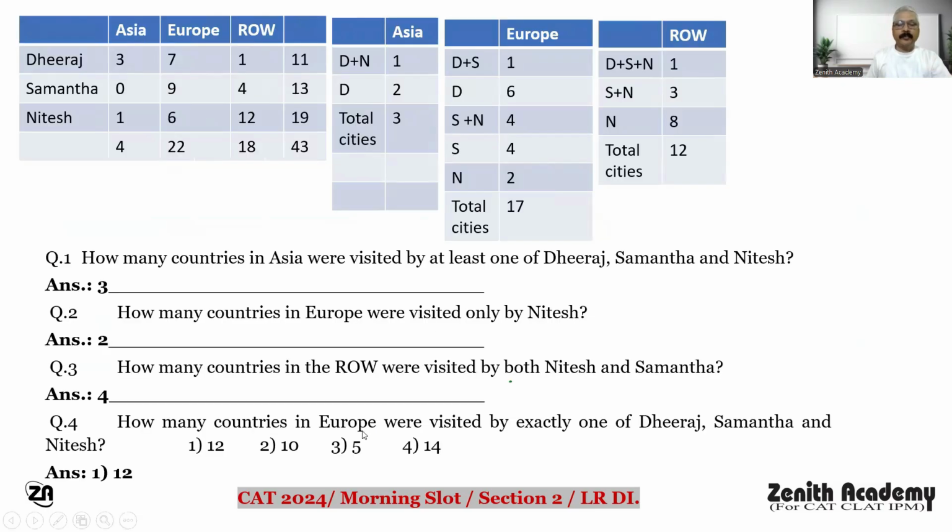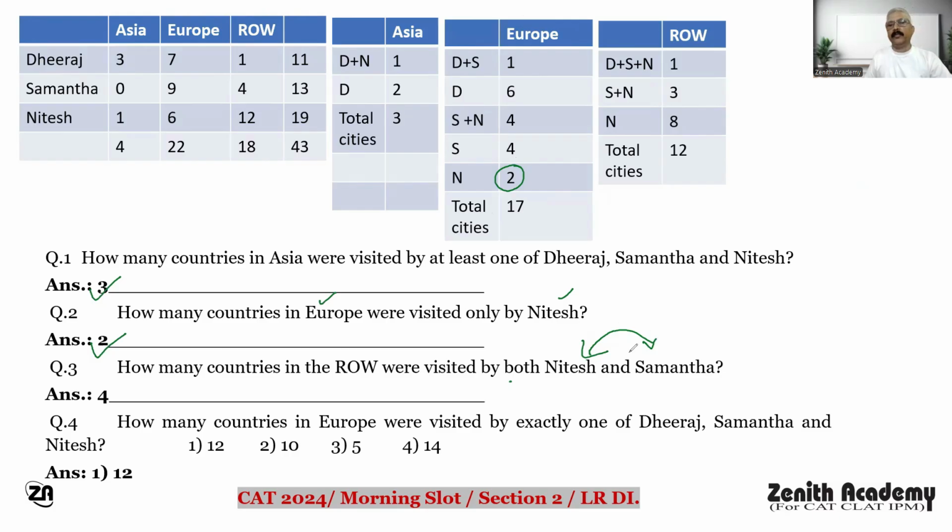Look here. How many countries in Asia were visited by at least one of Dheeraj, Samantha, and Nitesh? Means the total number of countries in Asia is the meaning of this question. So total number of countries in Asia, 1, 2, answer is 3. How many countries in Europe were visited only by Nitesh? In Europe, only by Nitesh, 2. Answer is 2.